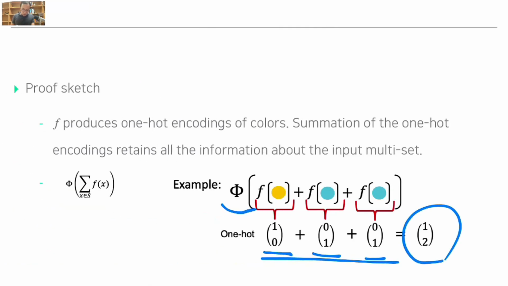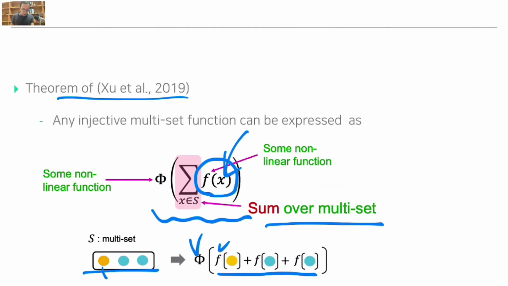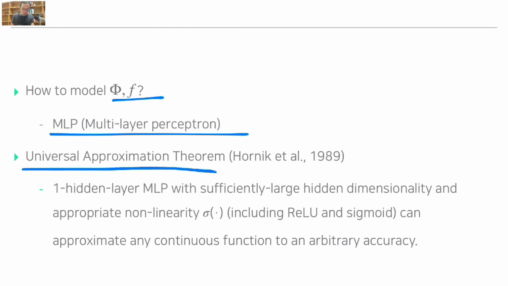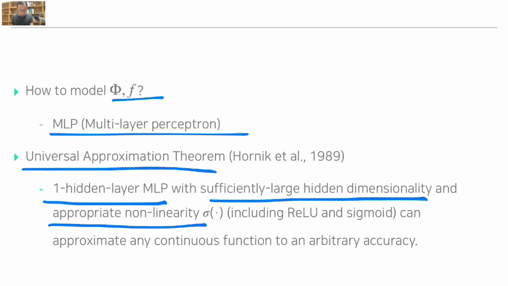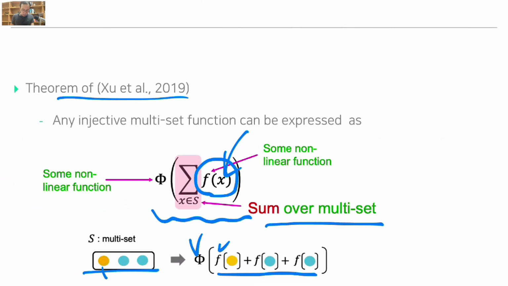For your information, this f and the pi can be any multi-layered perceptron. In theory, to prove this, we use the universal approximation theorem. We can say one hidden layer with a sufficiently large hidden dimensionality and nonlinear activation function can approximate any continuous function, right? This is the very famous universal approximation theorem. So thanks to it, we can prove this. So this is the injective multiset function.